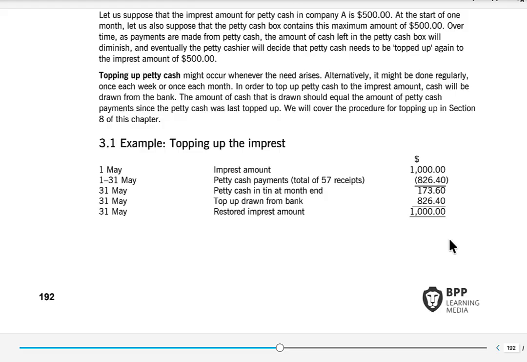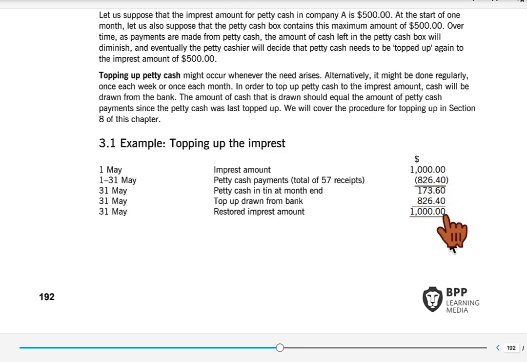What happens after we top up? After we take that cash from the bank and put it into the petty cash tin, the tin goes back to the original level. Cash in tin at month end, $173.60. Plus top up from bank, $826.40 equals restored imprest amount, $1,000. That is why the last line of the example says, restored imprest amount equals $1,000.